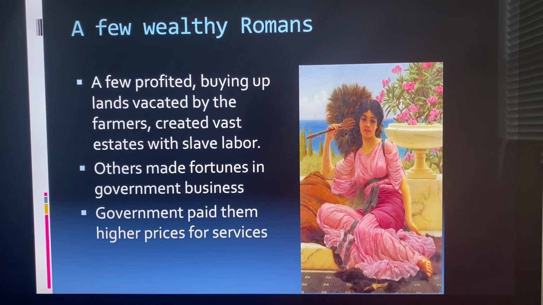A few profited buying up lands vacated by the farmers and created vast estates with slave labor. So they had a few wealthy people. Others made fortunes in government business, and the government paid them higher prices for their service, so you still ended up with just a few wealthy Romans. And most people were either slaves, I think up to three-quarters of all the people at that time were slaves, and then there was a lot of poverty too.